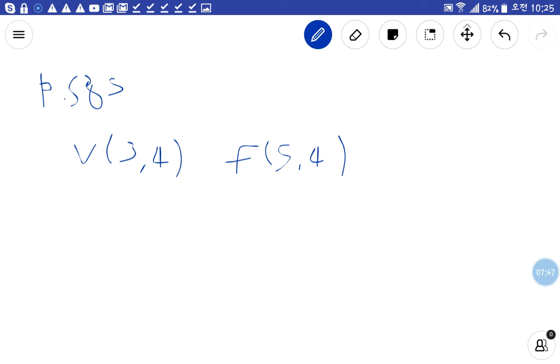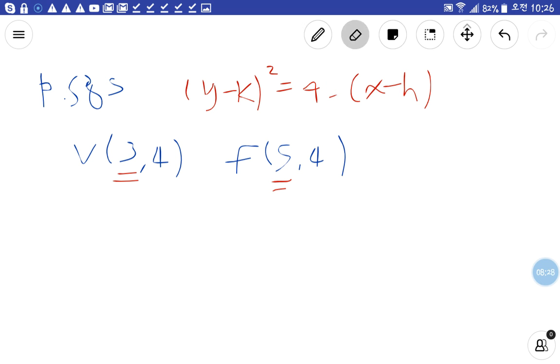If I give you a hint about whether it opens left or right, up or down, look at which value is changed. Here, the x values changed. If your x values are changed, you can think that your graph opens left or right. So your basic form would be (y minus k) squared equals 4p times (x minus h). If you draw this situation simply, it will better support your reasoning.